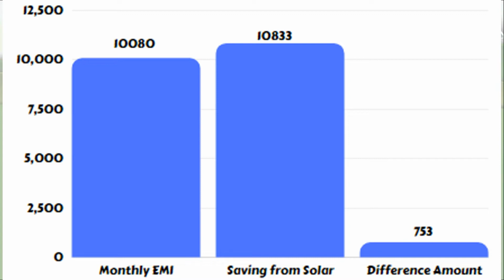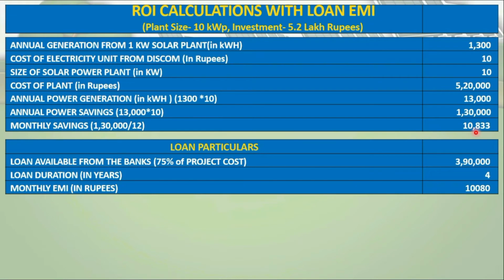And we also know that our monthly saving is 10,833 rupees. Now from these two figures we could easily see that whatever the savings we are getting from the solar power plant, out of those savings only we can pay our monthly EMI, and after paying monthly EMI we would still be left with 800 rupees approximately. The loan shall be paid in the period of 4 years. After the 4 years, the electricity from the solar power plant shall be absolutely free.